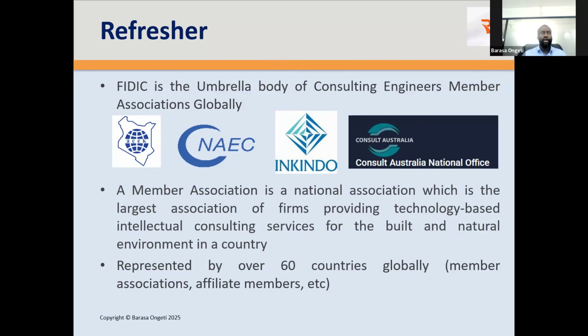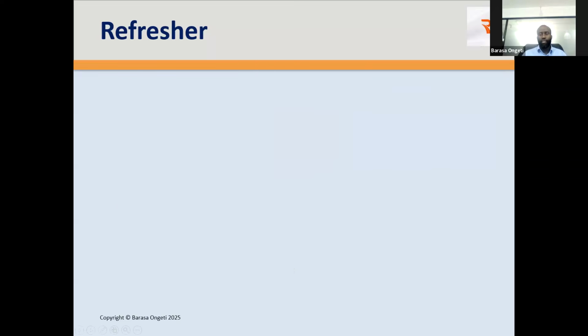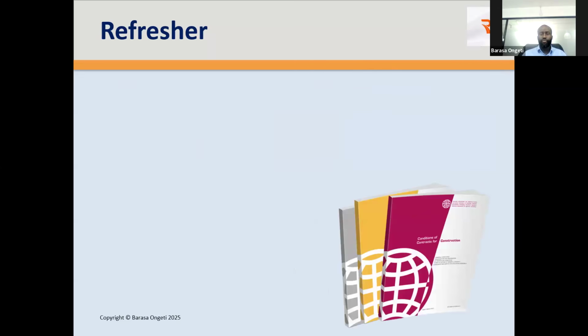And all these countries are members of the global umbrella body of consulting engineers called FIDIC, the Federation of International Consulting Engineers. And this federation has come up and said, look, engineers, we need our contract, a contract that is recognized globally. Wherever we go, this contract will be recognized and will say it's published by us, FIDIC. And that is where FIDIC came up with the standard contracts. So FIDIC was founded in 1913.